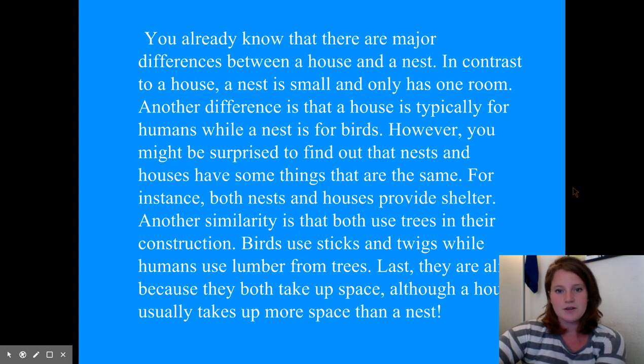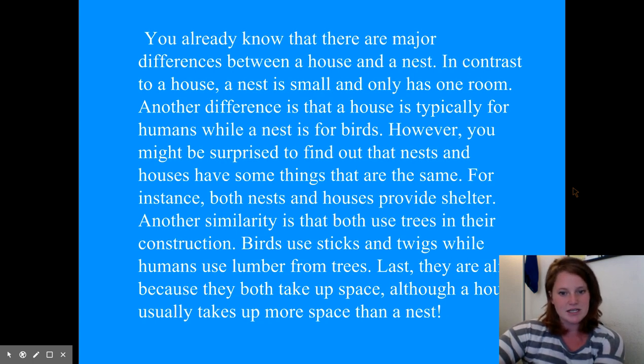You already know that there are major differences between a house and a nest. In contrast to a house, a nest is small and only has one room. Another difference is that a house is typically for humans while a nest is for birds. However, you might be surprised to find out that nests and houses have some things that are the same. For instance, both nests and houses provide shelter.